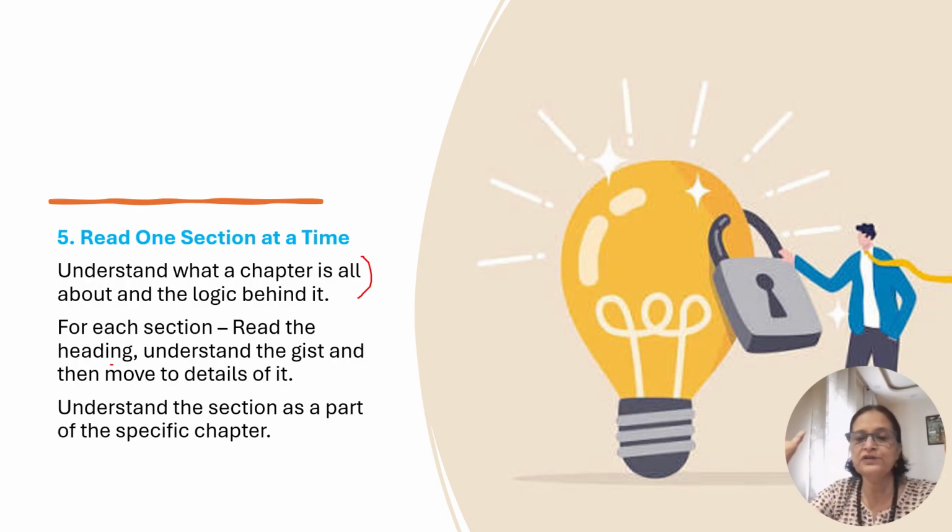So first of all, you understood the gist of the chapter, then you understand the gist of that particular section, and after you understand the gist, then you move on to the details and read through the subsection. Understand the section as a part of a specific chapter.